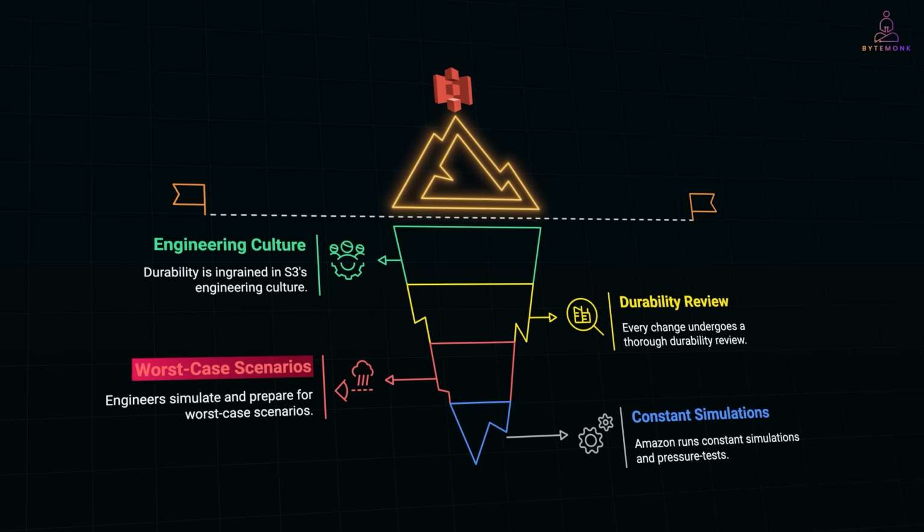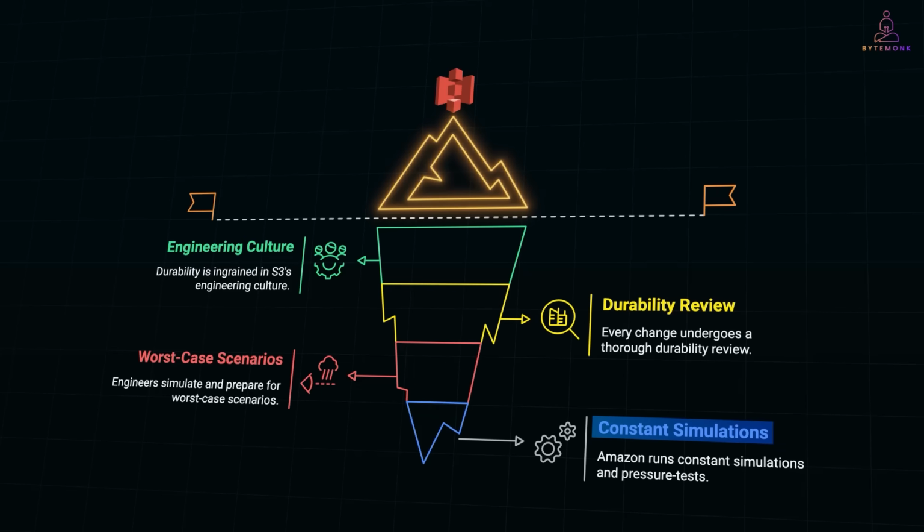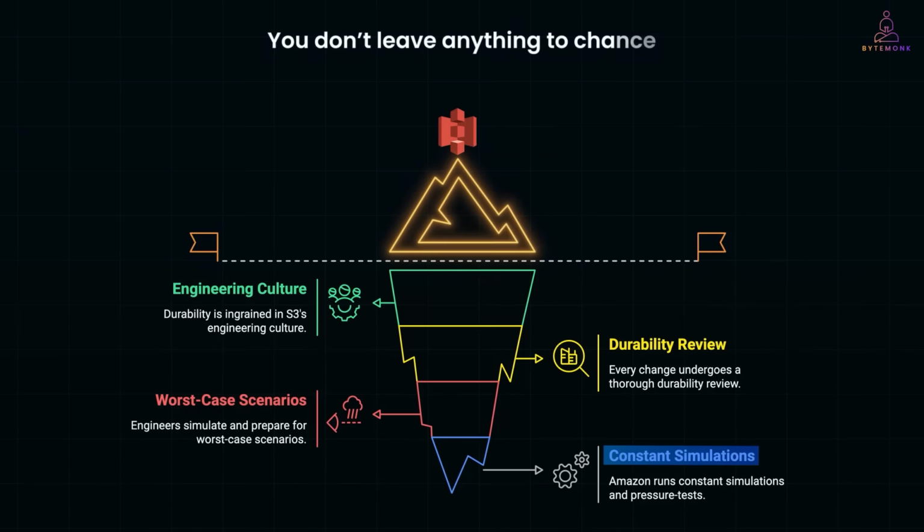Engineers are expected to think through everything that could go wrong, simulate worst-case scenarios, and prove that even in failure, your data stays intact. It's like the aerospace mindset. If you are launching a rocket, failure isn't just inconvenient, it's catastrophic. And that same mindset is baked into S3's DNA. And it doesn't stop at theory. Amazon runs constant simulations, models disk failure rates, and pressure tests the system from every angle. If anything even threatens the 11 9's target, they tweak the architecture or add safeguards to close the gap. Because when you make a promise like 11 9's durability, you don't leave anything to chance.